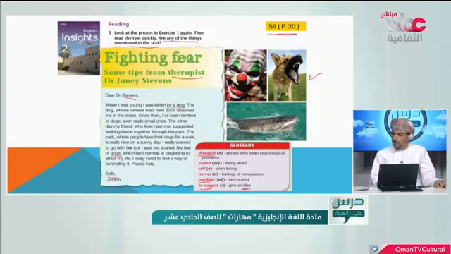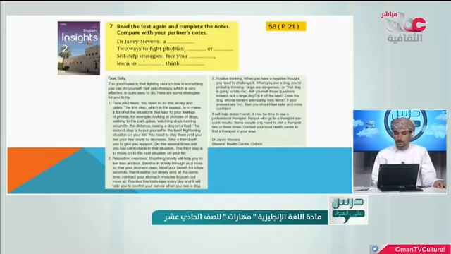Good. Now, let us move to another task. Open your student's book, page number 21. Go to task number 7. Now, let us read. Read the text again, complete the notes, compare with your partner's notes. Okay? So, here we have a reply from Dr. Jenny Stevens to Sally. Okay? So, she wrote to Sally in order to answer her or to give her a solution. Okay? So let us first read the note.